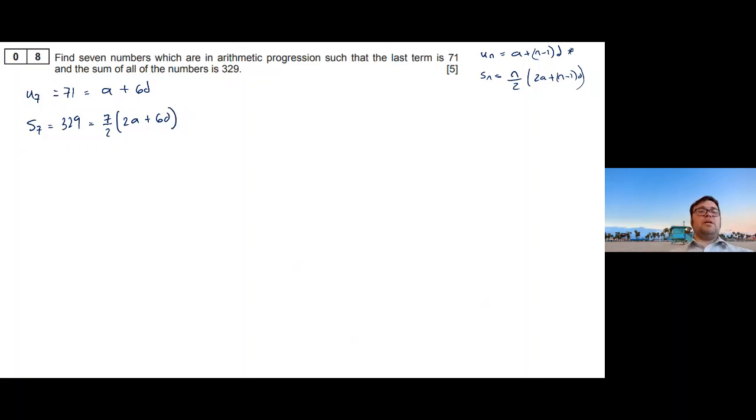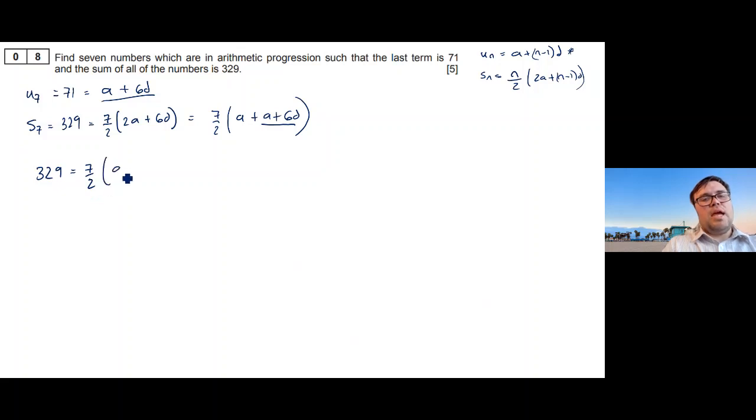There are various different ways. It's just simultaneous equations. You can expand it. You can move the 2 over to the other side. Doesn't make any difference. What I had noticed when I was doing this is that it's the same as 7 over 2 times a plus 6d. Well, the a plus 6d is equal to 71. So that I've got 329 equals 7 over 2 times a plus 71. And then obviously rearranging this, move the 7 down and the 2 up, I get a plus 71 is equal to 94.